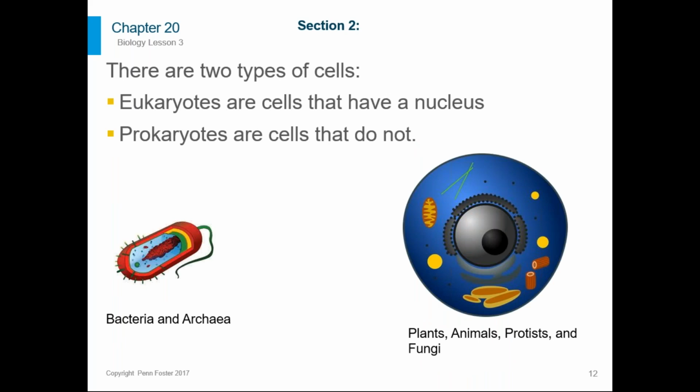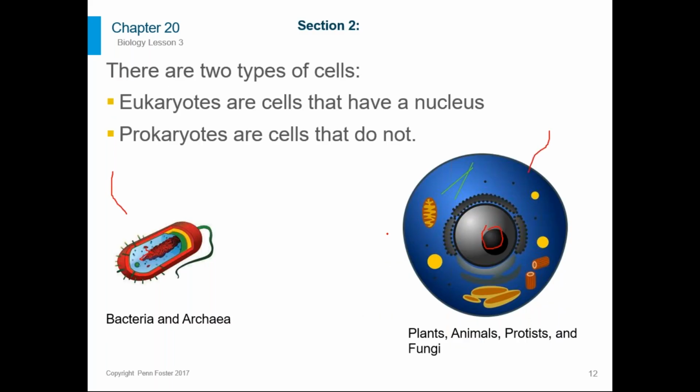All right, chapter 20, section 2. There are two types of cells. There's eukaryotes and prokaryotes. We learned this earlier. Okay, sorry. So eukaryotes are cells that have a nucleus. So that's these over here. They have a nucleus where their DNA is stored. And prokaryotes are cells that do not. So their DNA is just kind of floating out in the middle there.